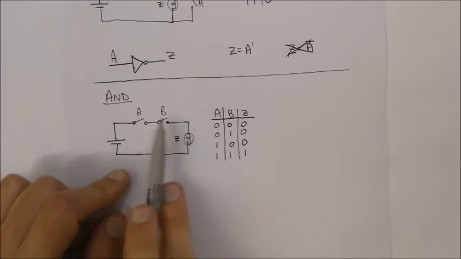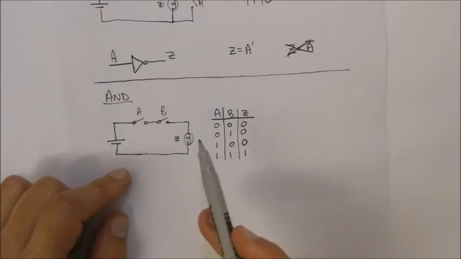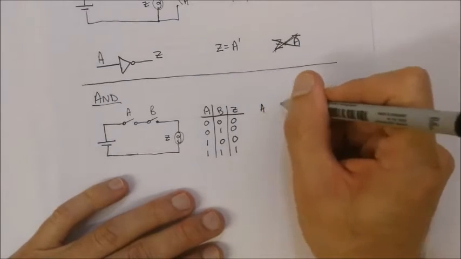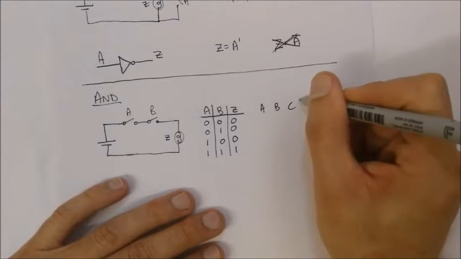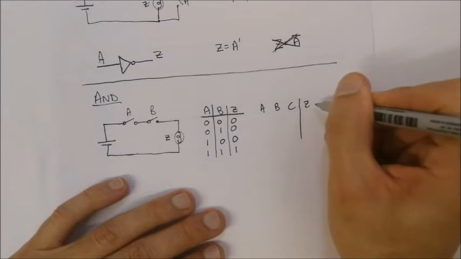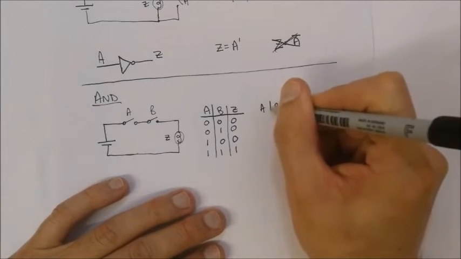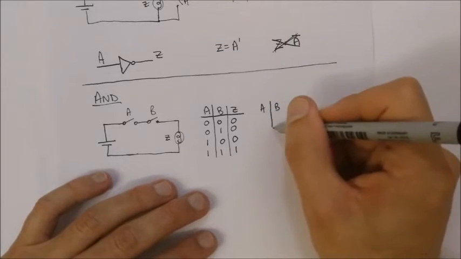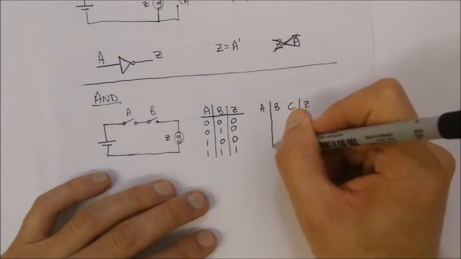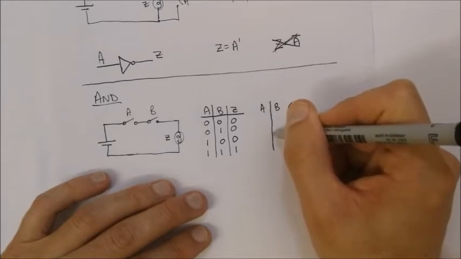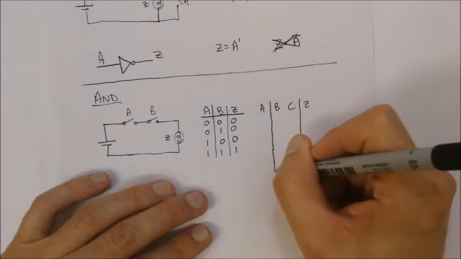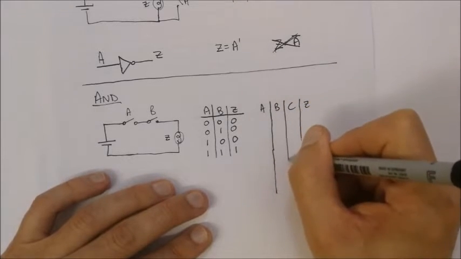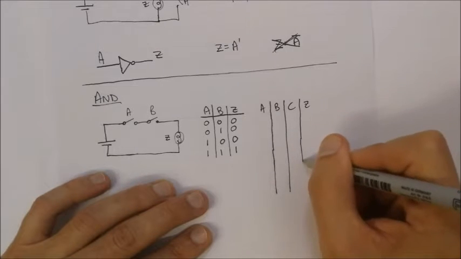Now we could have another switch over here in series and call it C, and the same will apply. So we could have A, B, C, and our output Z. Okay, and now that we've got 3 inputs, 2 to the power of 3 is equal to 8. So we've got 8 different inputs that we can consider. Okay, so we can draw our table like such.